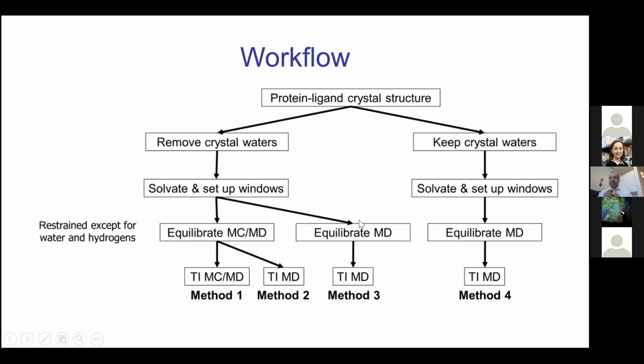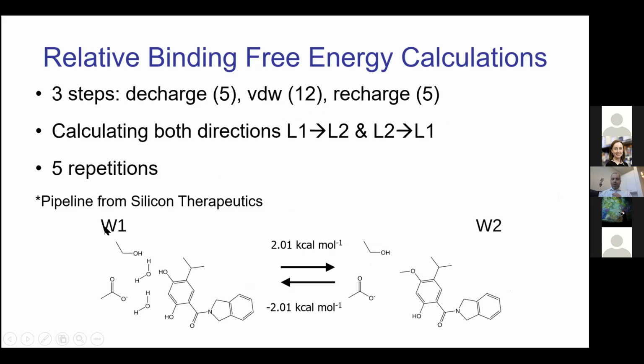Method 3, we did the equilibration using only MD. So if the cavity is inaccessible, the water molecules cannot go in. And then we did the TI using MD. Method 4 is a bit different. In method 4, we kept the crystallographic water, and then we performed everything the same. What does it mean? It means that if we are converting ligand W1 to W2, we will start with these 2 water, and in the opposite direction, we will start without these water molecules.